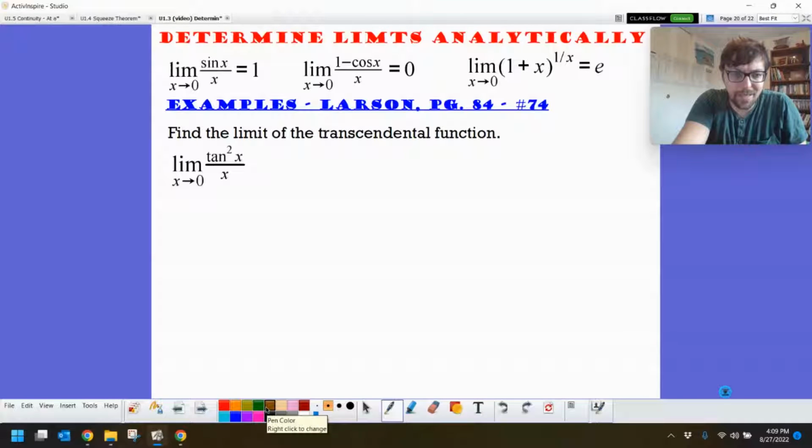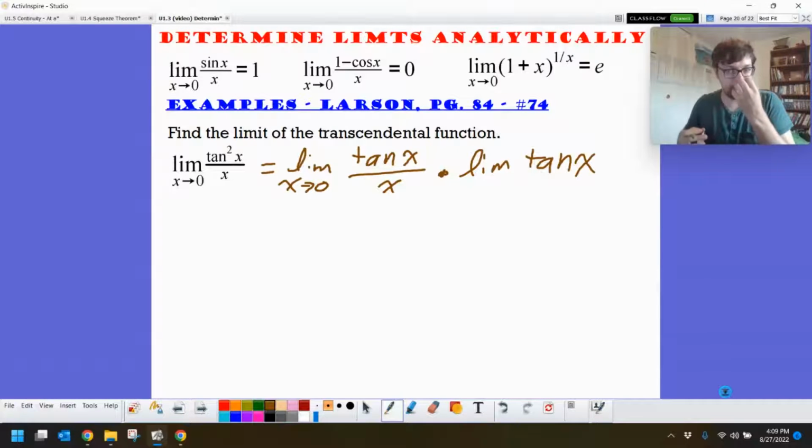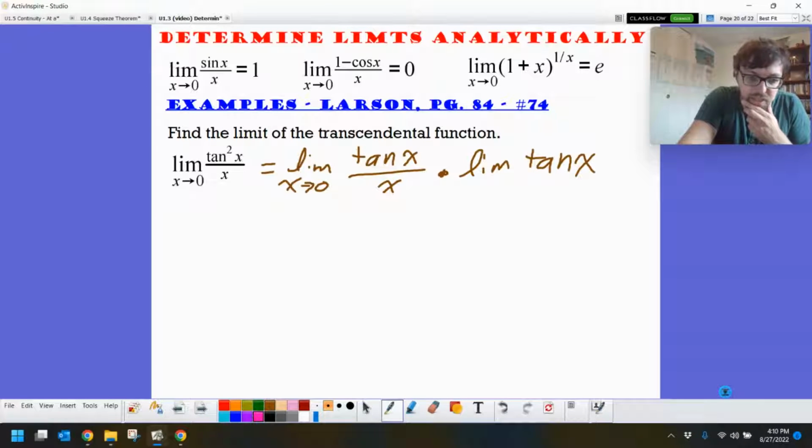The first thing I might be thinking about is that I've got a squared and none of the things that I have are squared. So I want to break that limit up into two separate limits. This is the limit as x is approaching 0 of tan x over x, times another limit of just tan x, because tan x times tan x is tan squared x. Now this is really starting to look like that, but not quite. It's got a tangent instead of a sine.